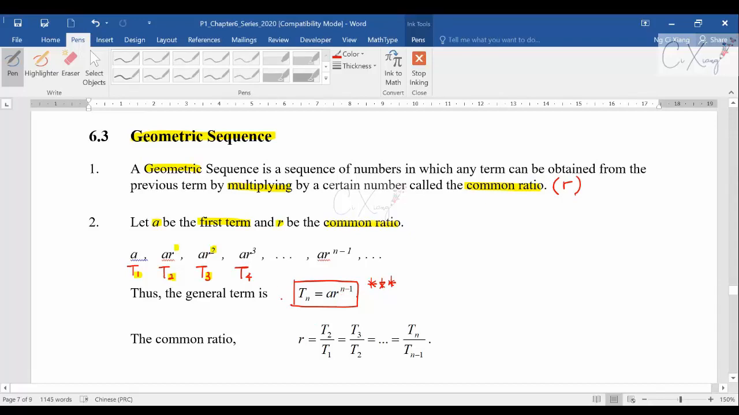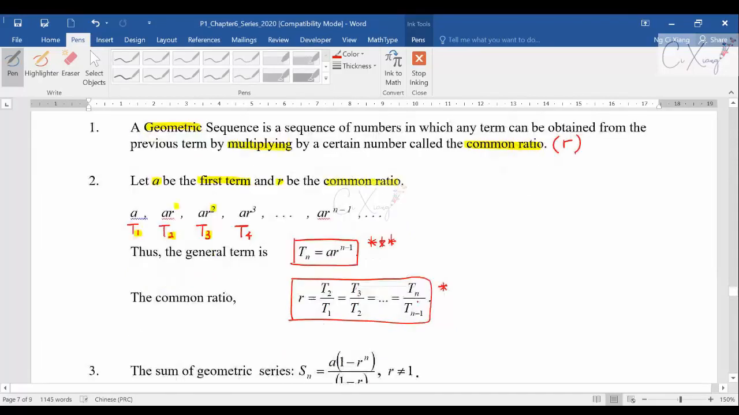Then how do we get the common ratio? To get the common ratio, the general formula will be Tn divided by Tn minus 1. The concept is you get the second term divided by the first term, or the third term divided by the second term. Therefore in general it becomes Tn divided by Tn minus 1. So this is how we get the common ratio. Again, another important formula that you should know.